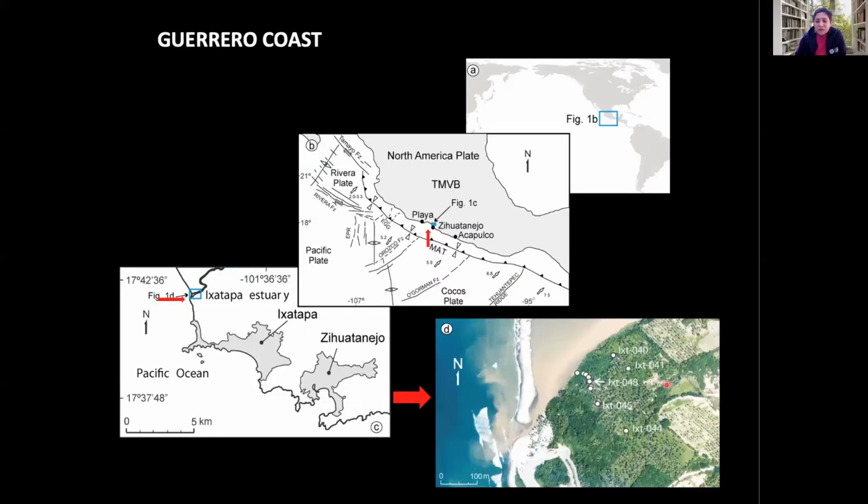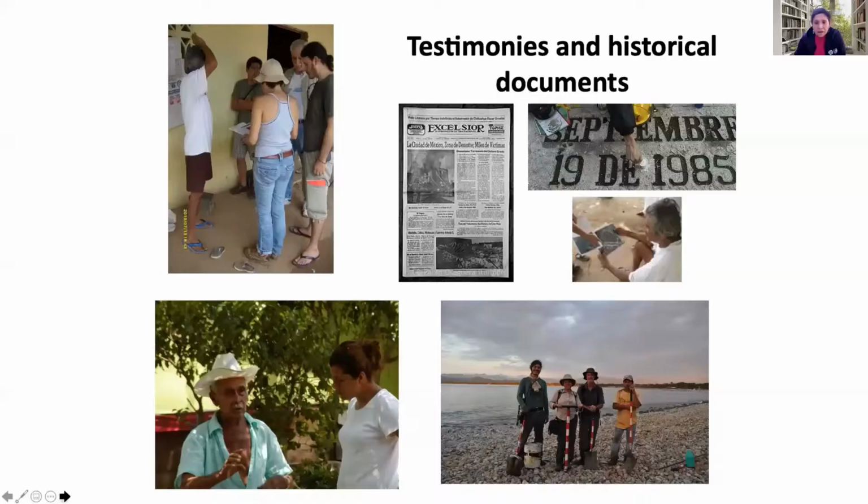On estuaries, I'm just going to give you a summary. This is close to Zihuatanejo, northwest of Acapulco. In this area, we looked for evidence, to test if we could find the 1985 tsunami that happened after the big earthquake. We also looked at historical records in newspapers, and interviewed people at the time.